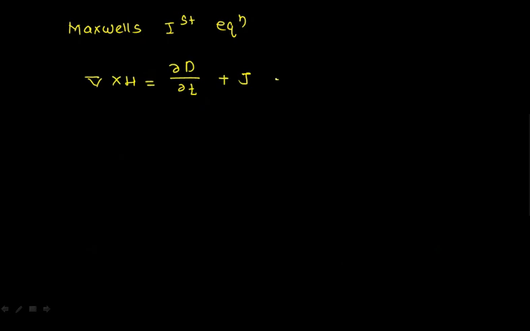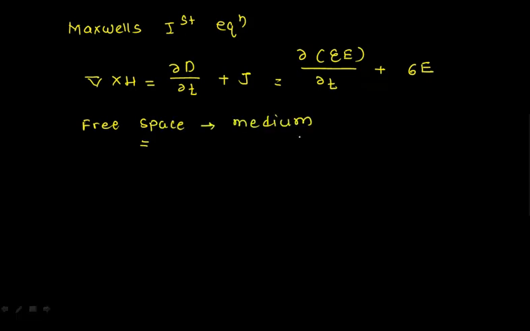So I'll just very well put this d epsilon E divided by dt, and J is nothing but sigma E. Now I can say that whatever medium I am using here, it doesn't contain any free charge and it is also non-conducting. For example, I'm using free space. So here I'm assuming that free space is the medium of transmission, then we can have rho equal to 0 and sigma equal to 0.